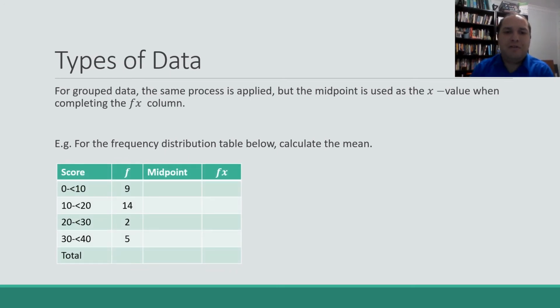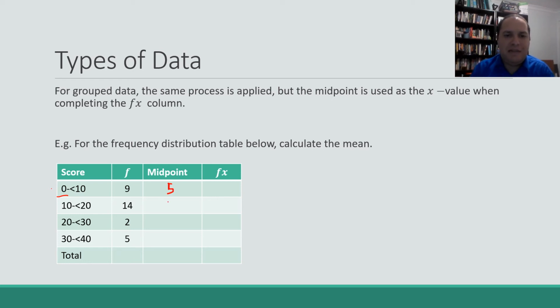Alright, finally we've got to do the same process, but when there's grouped data like we've got here, on a range between 0 and 10, 10 and 20 and so on, the question is, well, which score do we use for our fx column? And the trick is you just use the middle. So if you've got grouped data between a range, pick the middle number and that will be your x value. So the middle of 0 and 10 is 5.